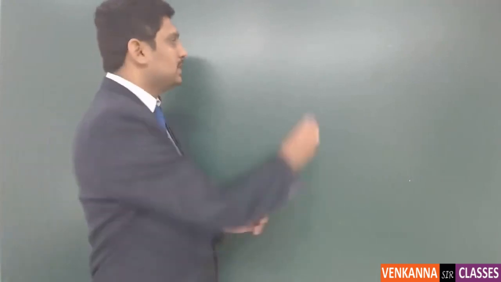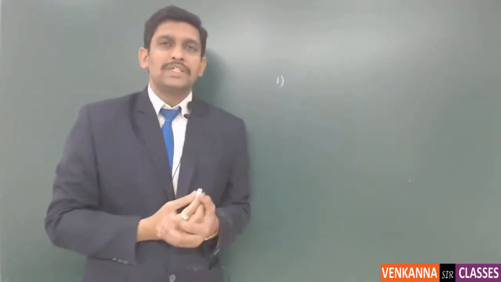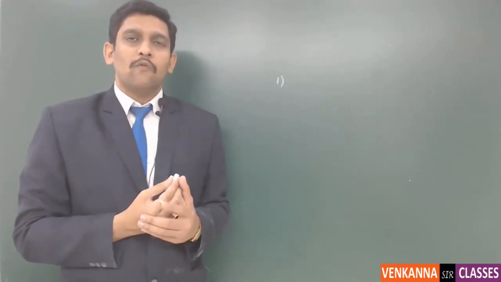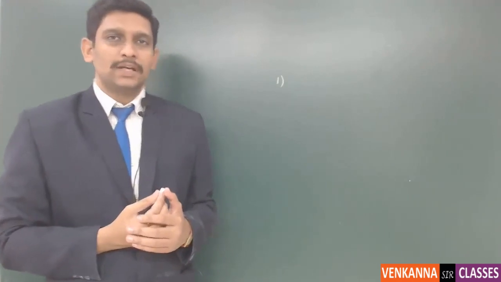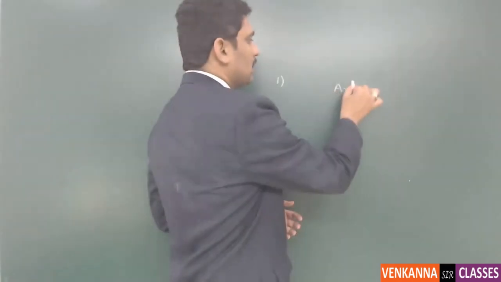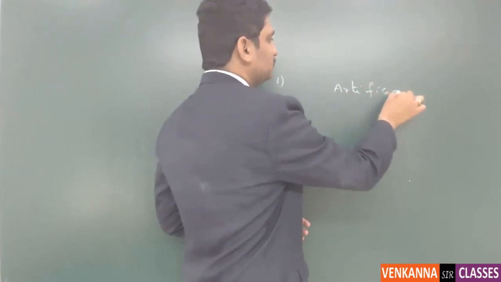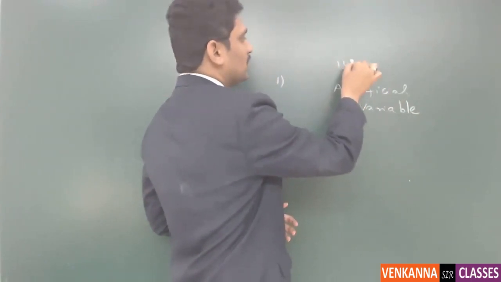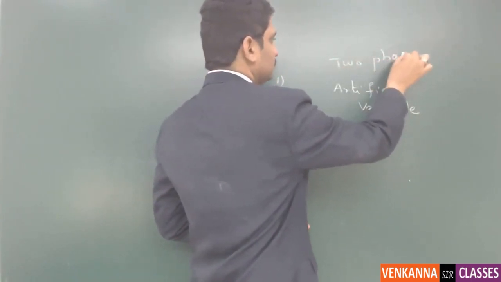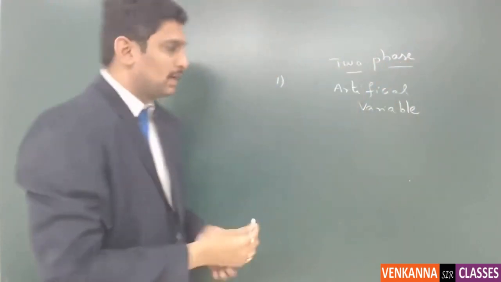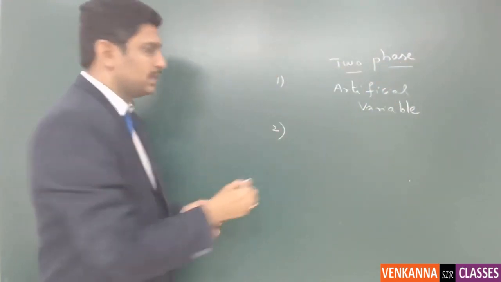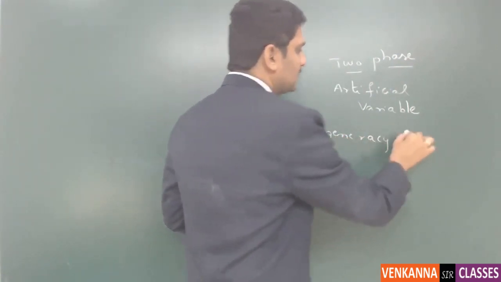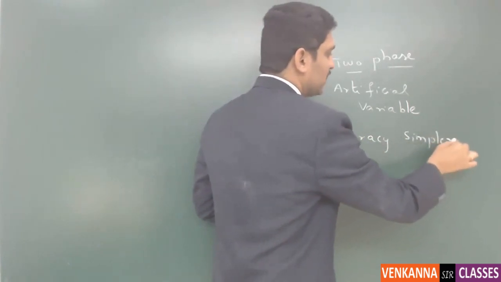The objective of today's session is, in the previous class, we discussed the two-phase method. I just want to take one more example at the end on the two-phase method, where an artificial variable is still there. And today's current topic is degeneracy in the simplex table, which I will go on to discuss.